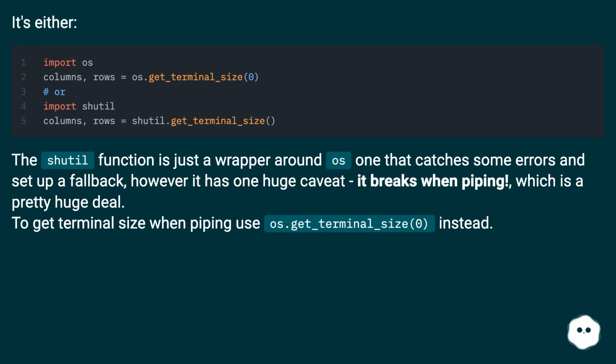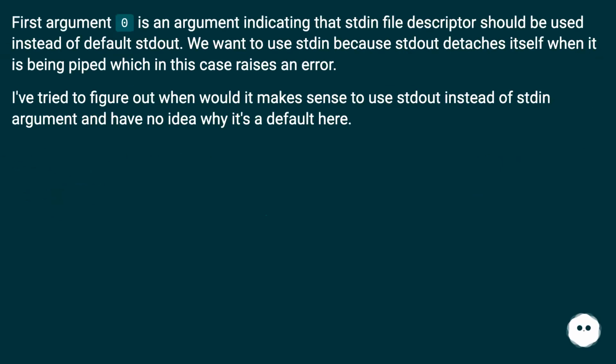However, it has one huge caveat: it breaks when piping, which is a pretty huge deal. To get terminal size when piping, use os.get_terminal_size(0) instead. First argument 0 is an argument indicating that stdin file descriptor should be used instead of default stdout. We want to use stdin because stdout detaches itself when it is being piped, which in this case raises an error. I've tried to figure out when would it make sense to use stdout instead of stdin argument, and have no idea why it's a default here.